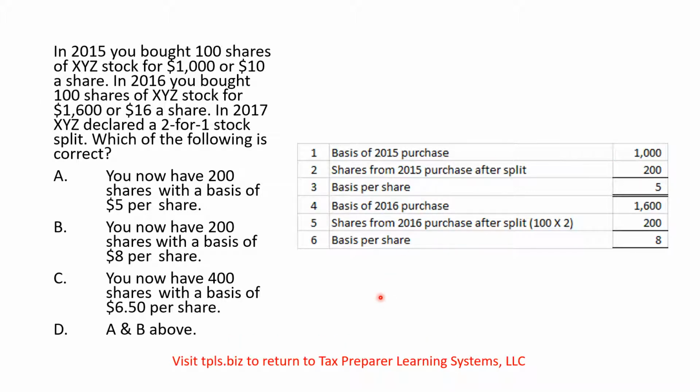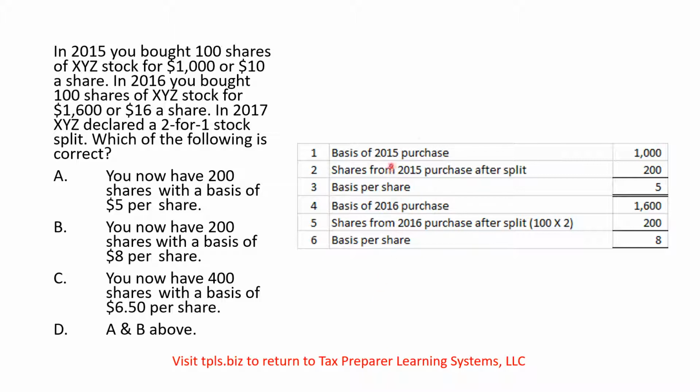In 2015, we bought 100 shares of XYZ stock for $1,000 or $10 a share. In 2016, we bought 100 shares of XYZ stock for $1,600 or $16 a share. In 2017, XYZ declared a 2-for-1 stock split. We still hold that stock. Which of the following is correct?